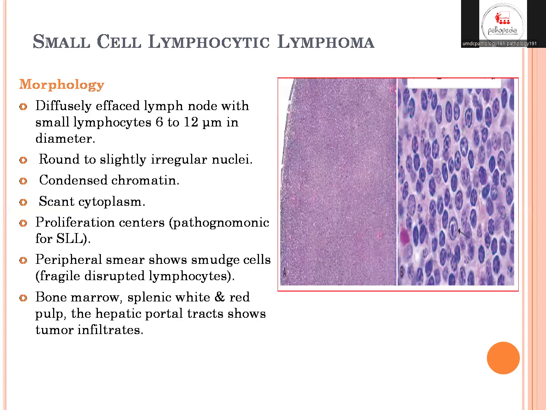Towards the morphology of small lymphocytic lymphoma, they show a diffusely effaced lymph node with small lymphocytes 6 to 12 micrometers in diameter. They also show round, slightly irregular nuclei with condensed chromatin and scant cytoplasm. They also show proliferation centers, which are pathognomonic for SLL. The peripheral smear shows smudge cells, which are fragile, disrupted lymphocytes. And in bone marrow, splenic white and red pulp, and hepatic portal triads, there are tumor infiltrates.